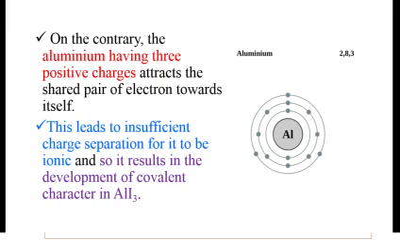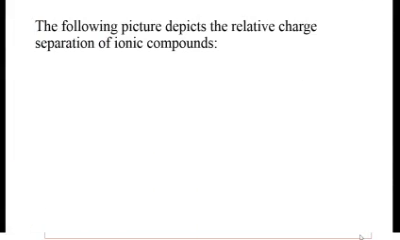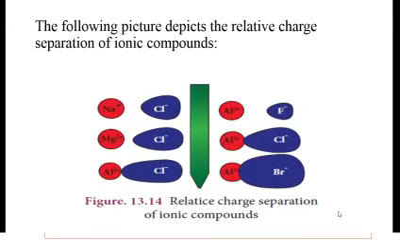So aluminium triiodide is an example of covalent nature. It could be explained by Fajan's rule. The following diagram shows the separation of ionic compounds. Here you see the same anion, chloride, is used with different types of cations. On this side, the same cations are used with different types of anions. So based on this, from top to bottom, on the left-hand side the ionic character decreases. On the right-hand side, the covalent character increases.